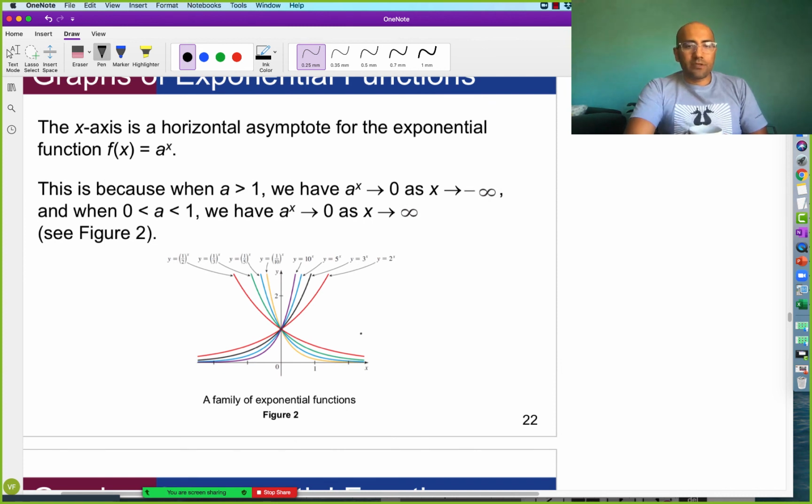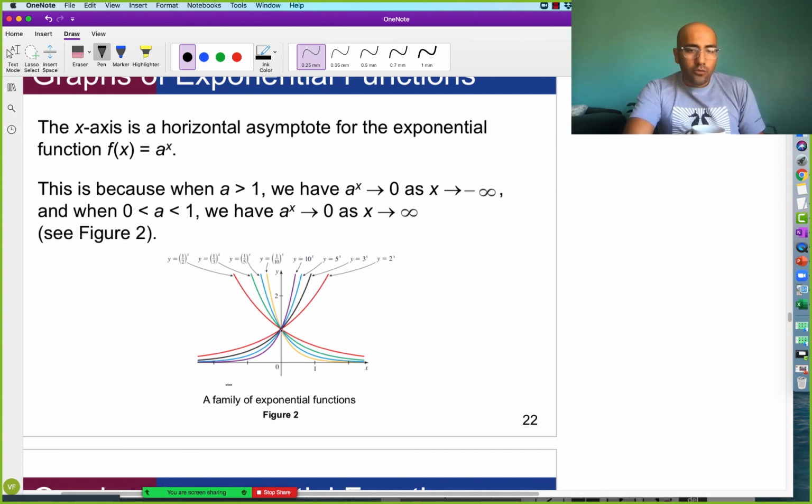Right? So when the base number is bigger than 1, the graphs will have this sort of a shape. And as x goes toward infinity, the outputs will go toward positive infinity. And as x goes toward negative infinity, the outputs will go toward 0. Right? That's when the base is bigger than 1. When the base is between 0 and 1, it's a reflection about the y-axis, and then the opposite happens. As x goes toward positive infinity, the outputs go toward 0. As x goes toward negative infinity, the outputs go toward positive infinity.